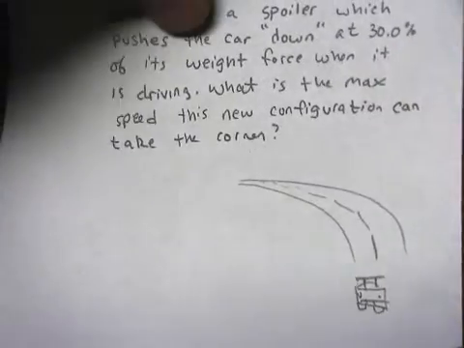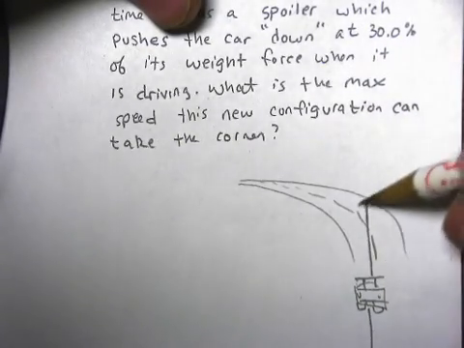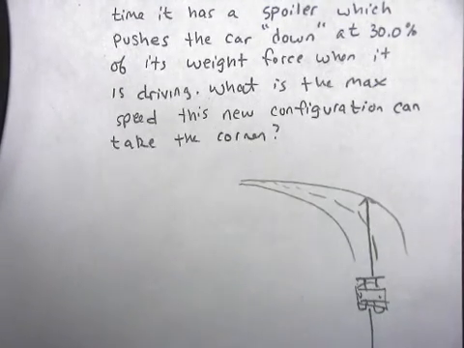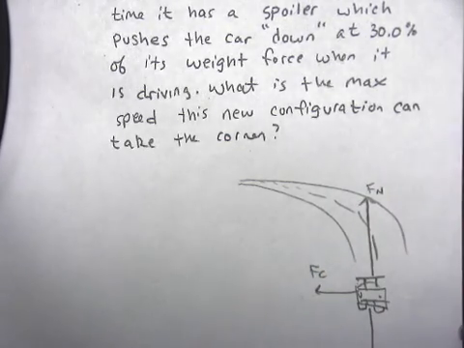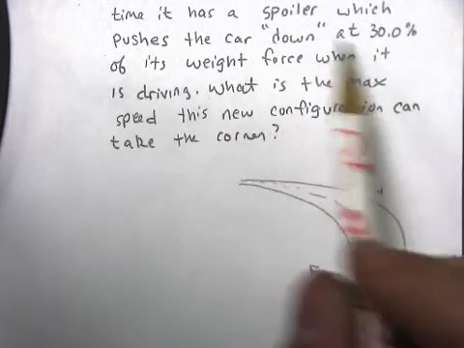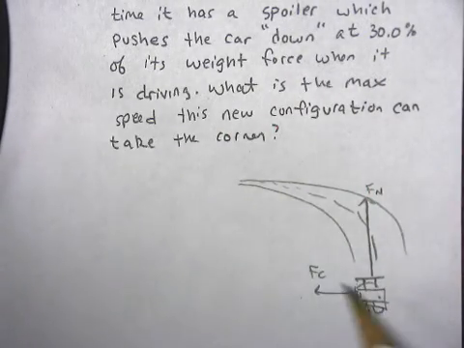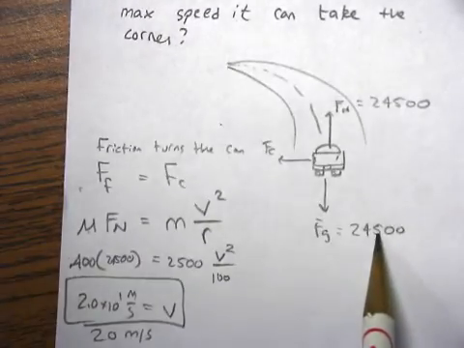So spoilers work because they give you a larger force of gravity without adding more mass. It's interesting. So you've got gravity and you've got the normal and you've got the centripetal force. So it says it pushes the car down at 30% of its weight. So its weight that we learned from last time was 24,500. In the last car, same car, 24,500. So it gets pushed down 30% more.